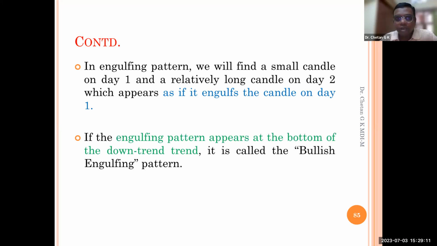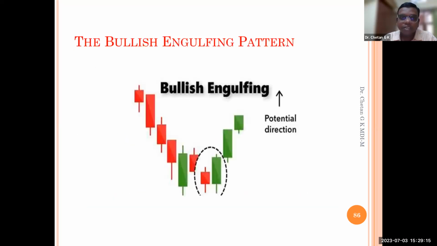So there should be a downtrend, then an engulfing pattern has to appear. Then it is called a bullish engulfing. What is bullish engulfing? There is a consistent downtrend, and then an engulfing happens here. Engulfing is a 2-day pattern. I call this P1, and this is P2, which means pattern two, which has happened in a 2-day time period. So this is called a bullish engulfing.